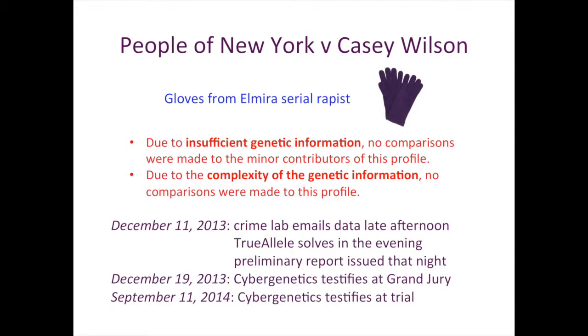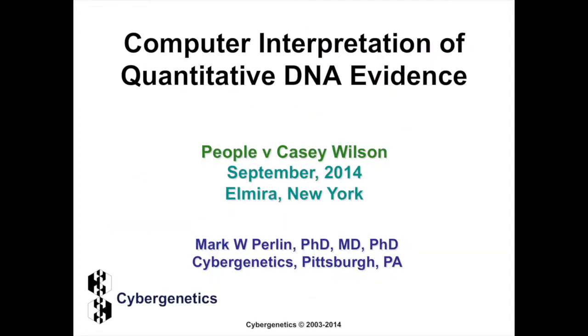So what these slides are about to show is pretty much what we presented at that trial when I testified in Elmira, New York. This is the understanding that a forensic scientist or a prosecutor, a defense attorney, or a jury or a judge would have, the way we present in court now about TrueAllele results. This is the People versus Casey Wilson, and this is a computer interpretation of the quantitative DNA evidence.